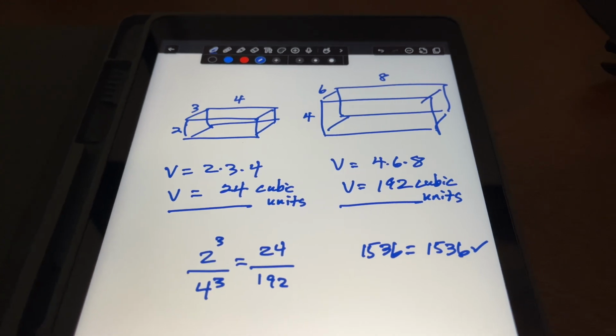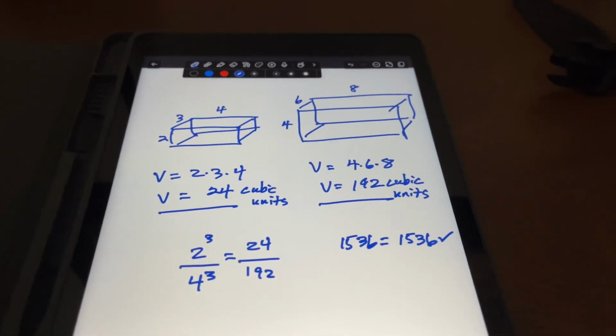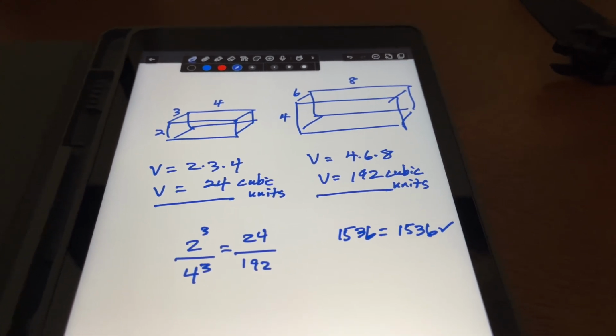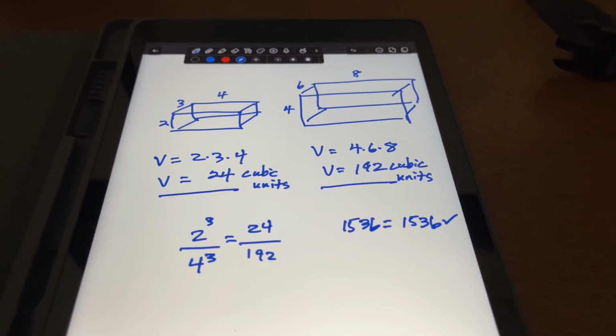So pretty cool idea. Volume is a cubic measurement, but area would be a squared measurement. See yesterday's video if you have no idea what I'm talking about.